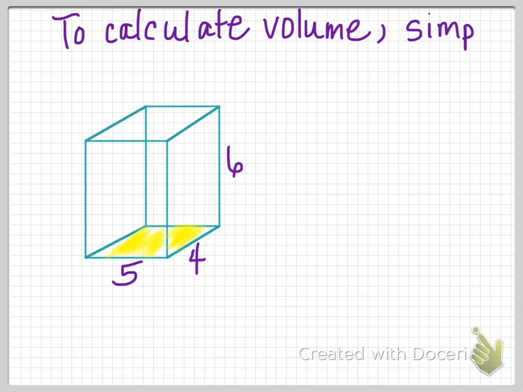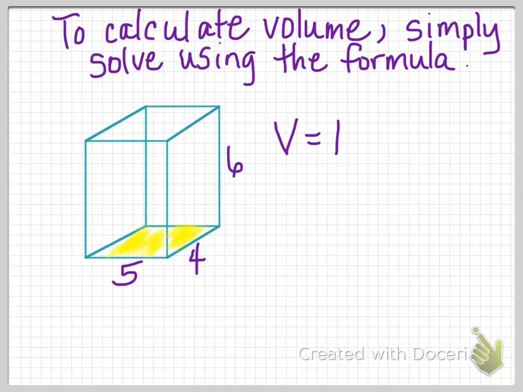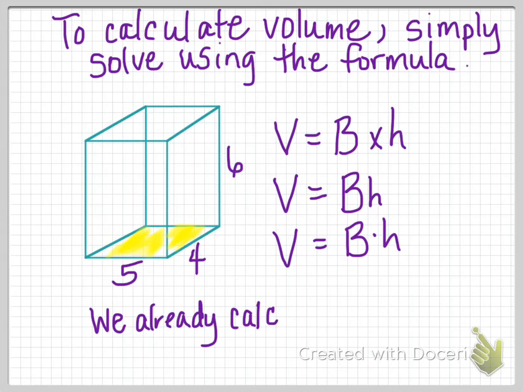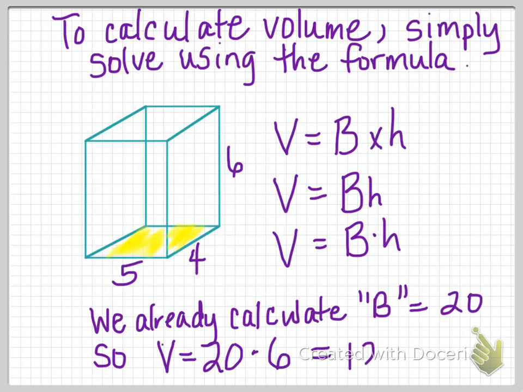So to calculate the volume, we simply solve using the formula. We've already calculated Big B, which is 20, and now all we have to do is multiply that times h, or our height. In this figure, our height is 6, so we multiply it times our area of base, which is 20, and when you multiply that, you end up with 120 units cubed. And that's how you calculate the volume for this figure.